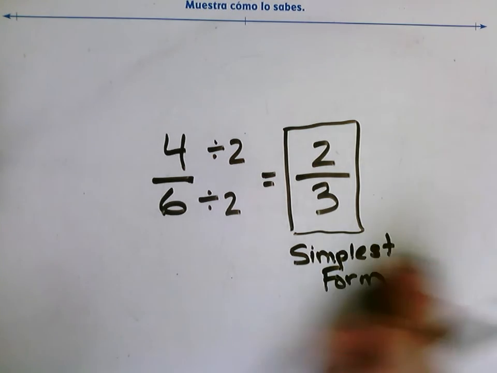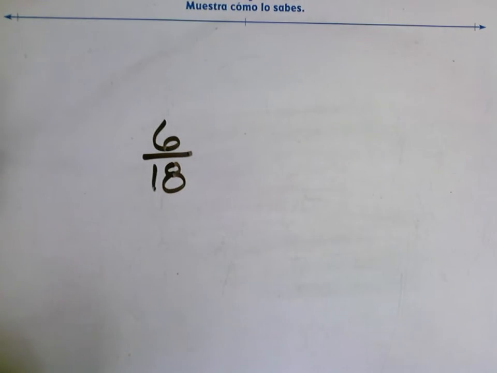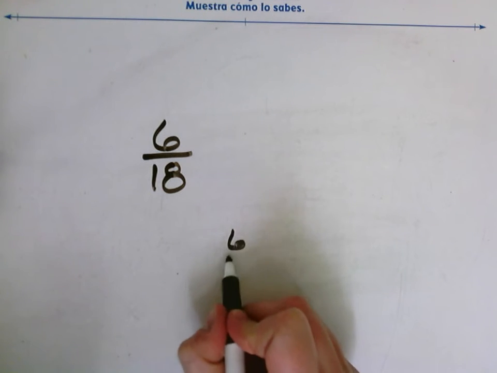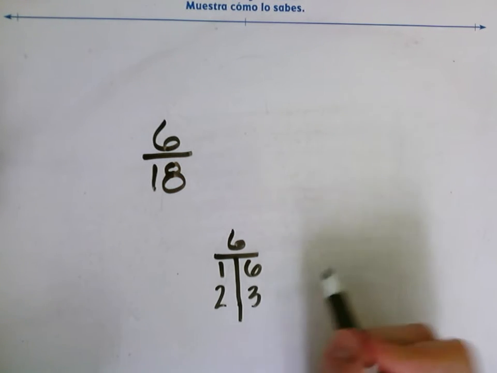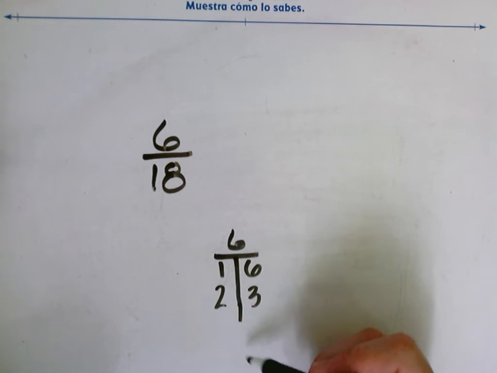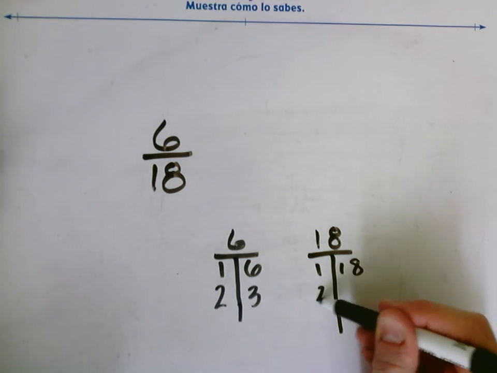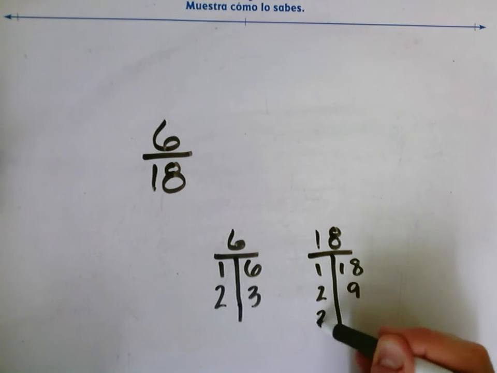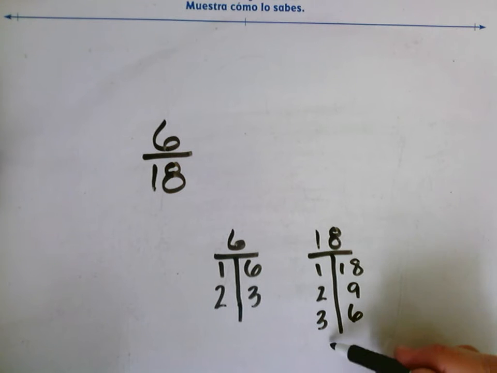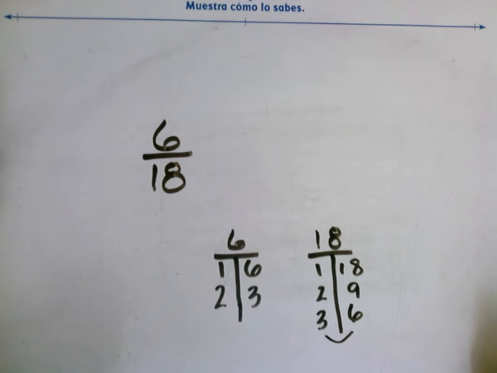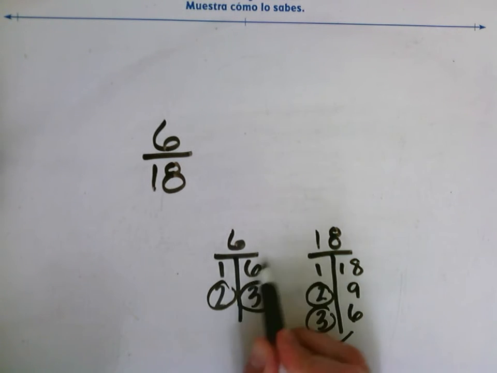Okay. Let's try another example. How about 6/18? Well, let's try our factor t-charts again. 6, 1 times 6, 2 times 3. Okay, I like to set up our factors in this little t-chart. It helps me keep them organized. 18. I know 1 times 18, 2 times 9, 3 times 6, 4 is not a factor of 18, 5 is not a factor of 18, 6, we're back to 6, so we've got all of our factors. Let's see what they have in common. They've got a 2, they've got a 3, and they have a 6 in common.